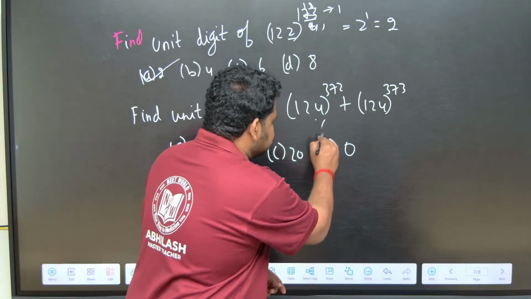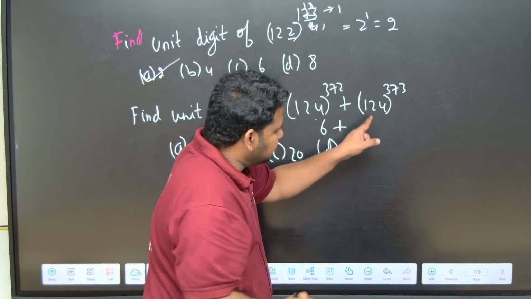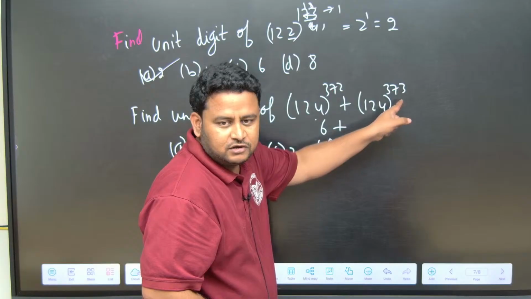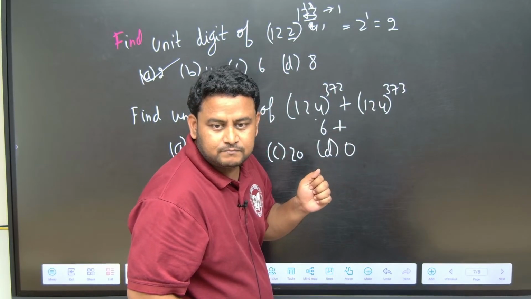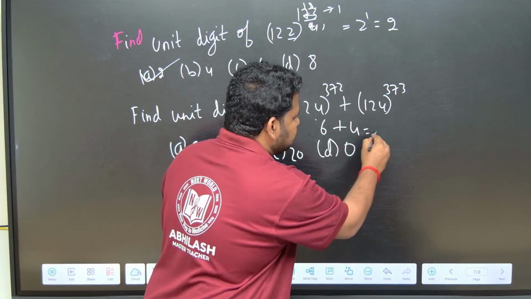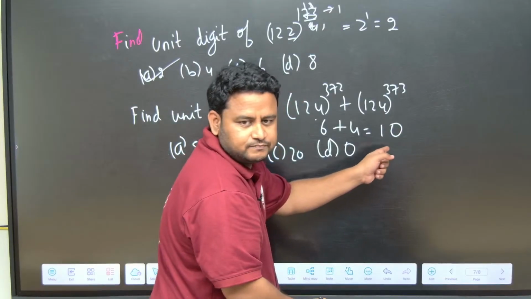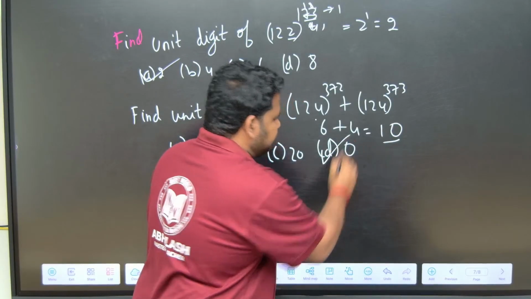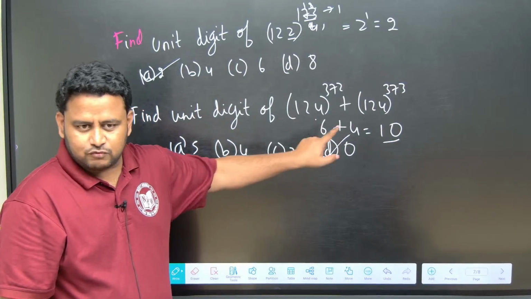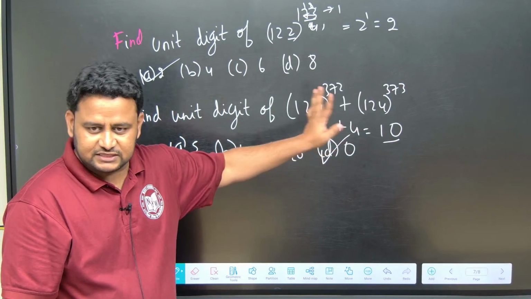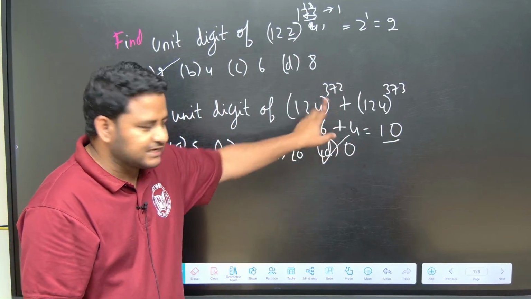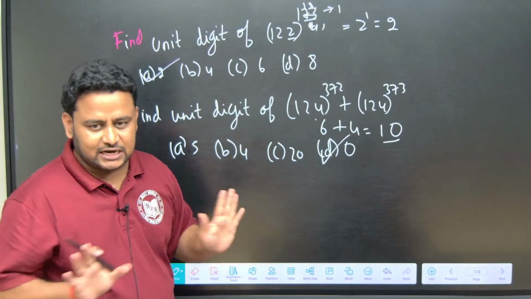So this will be 6 plus 4 to the power of odd. 4 to the power of odd is 4. So 6 plus 4 is 10. What is the unit digit? 0. The answer is D. To explain I took 1 minute, but if you know the trick you can answer within 30 seconds. Otherwise you cannot answer such questions.